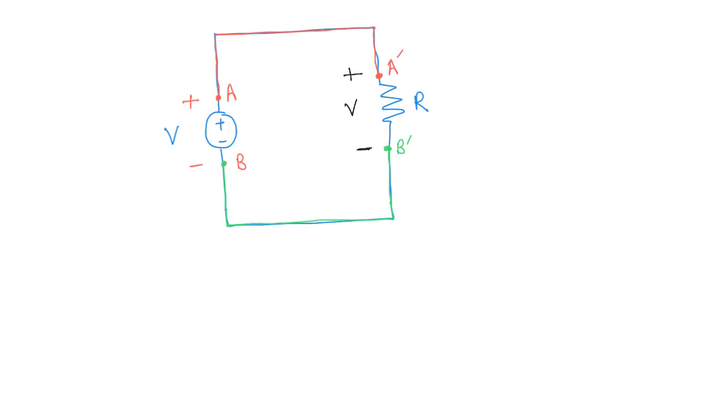How about the current? How does the current flow? So in general, you can assume that the current flows out of the positive terminal of the voltage source. So the current flows like this. It goes through this wire into the resistance. It comes out, flows through this wire back into the voltage source.